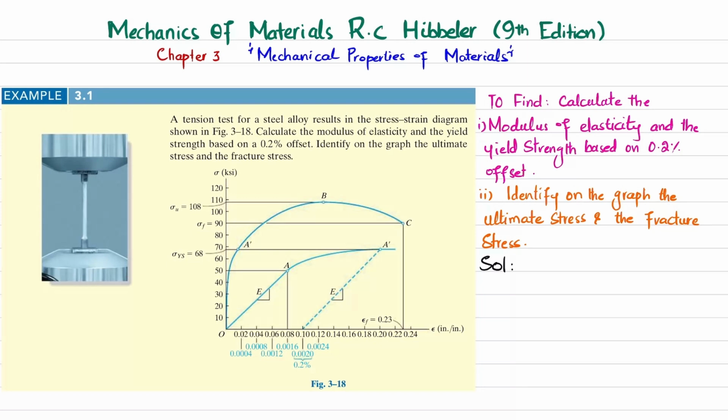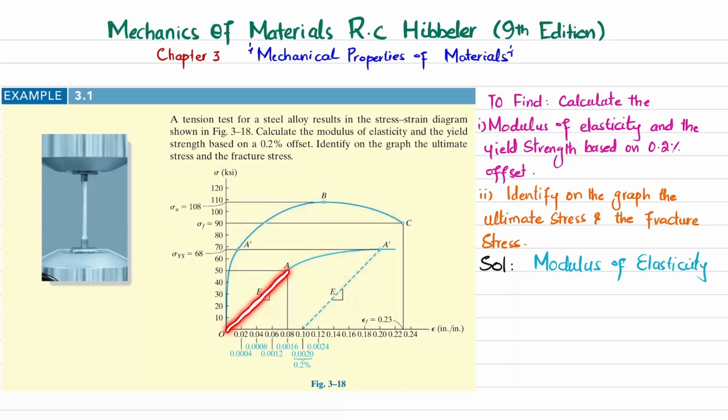So you have to determine the modulus of elasticity and the yield strength based on the 0.2% offset, and identify on the graph the ultimate strength and fracture. So let's start with the solution. First we will find the modulus of elasticity. This modulus of elasticity can be obtained from the slope of the initial straight line of the graph. You can see this is the slope of the initial line of the graph that is exaggerated or magnified.